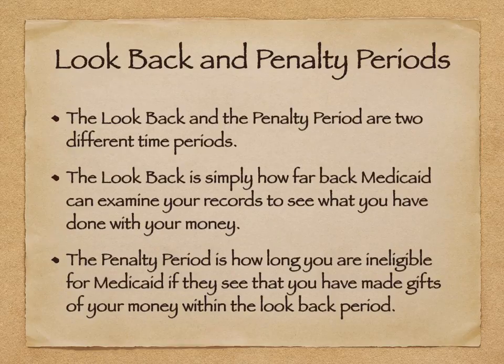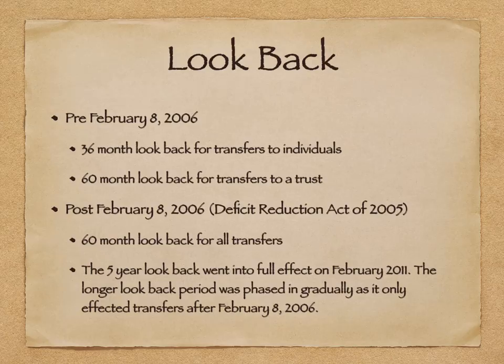Now there are look-back and penalty periods. There are two different time periods. The look-back is simply how far back Medicaid can examine your records to see what you've done with your money. The penalty period is how long you are ineligible for Medicaid if they see that you have made gifts of your money within the look-back period.